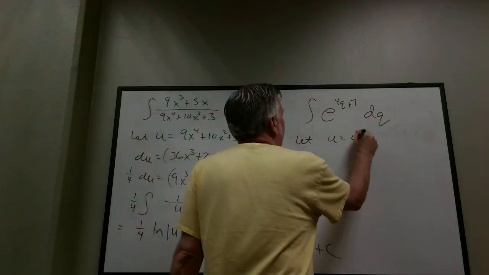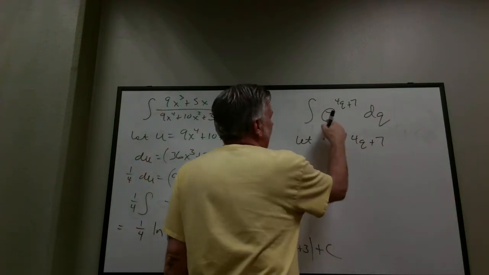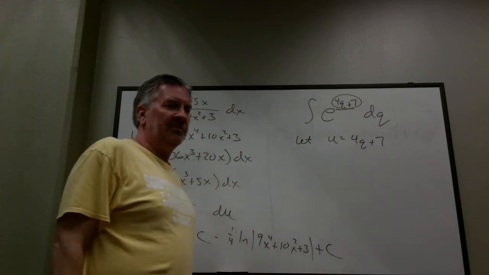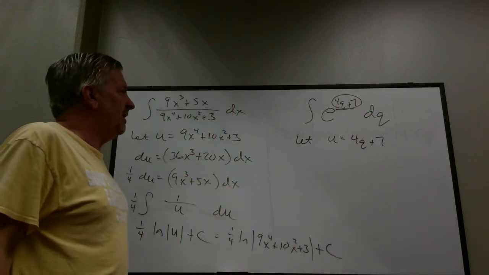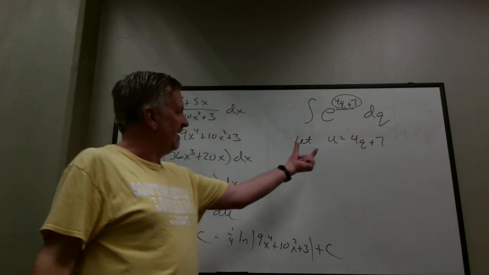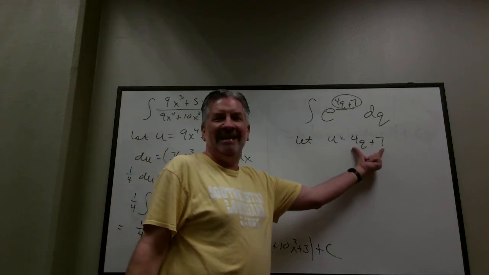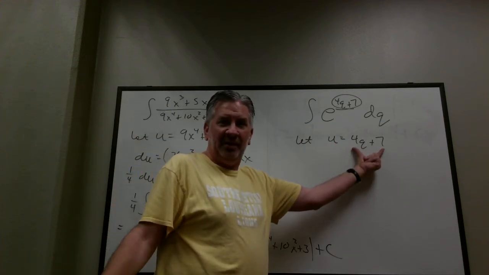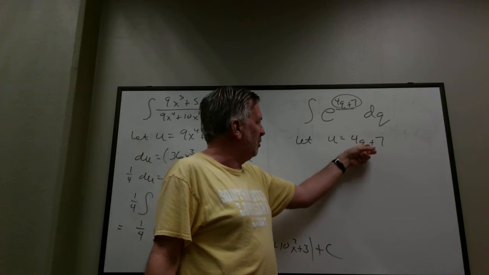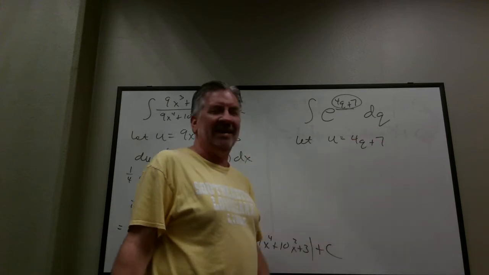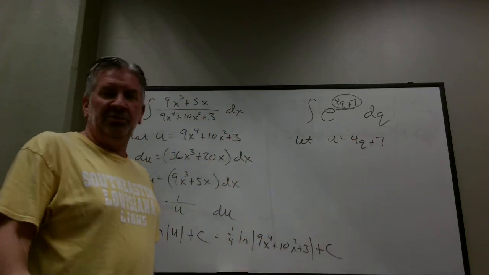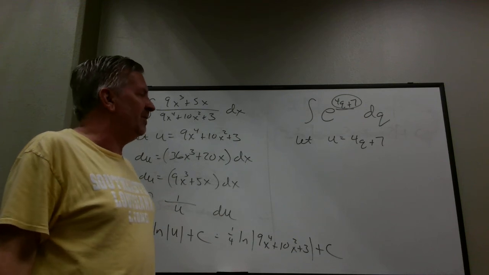So if you let u be 4q plus 7, notice it's e to the stuff, okay? That's why I'm letting u be 4q plus 7. Now notice 4q plus 7 is a linear expression, like y is mx plus b, right? It's 4q to the first plus 7, right? So this is a linear expression. So I'm teaching you how to do substitutions that are linear substitutions.